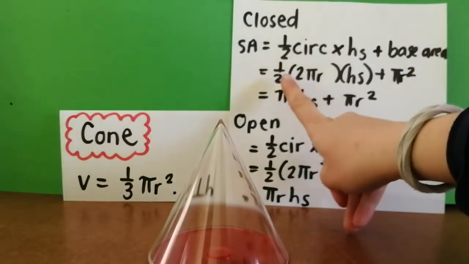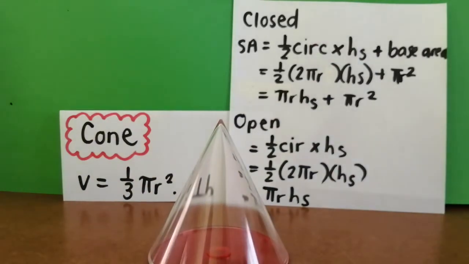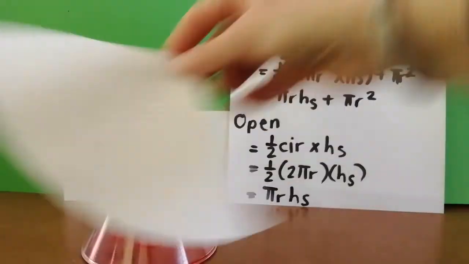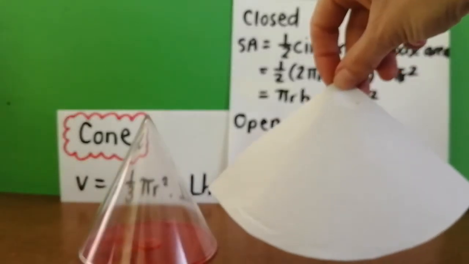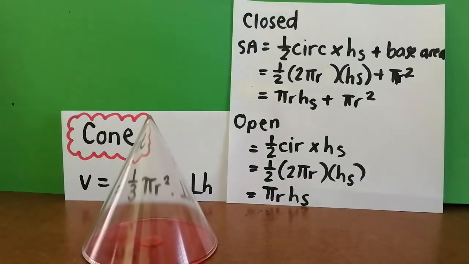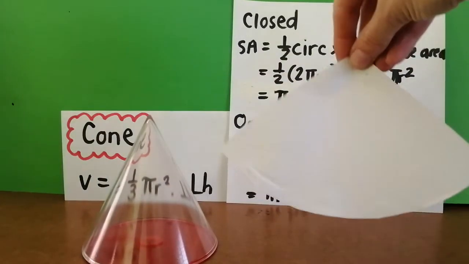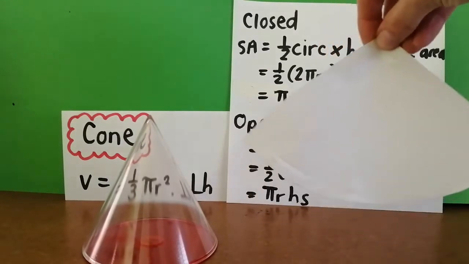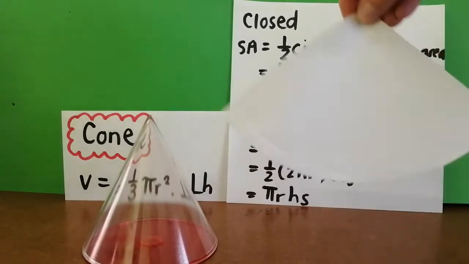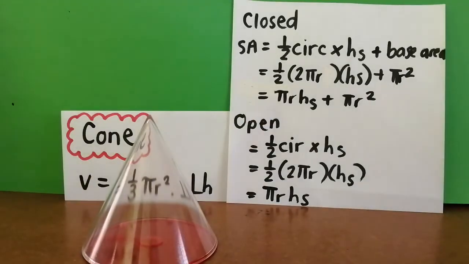This formula here, half times the circumference times the height slant, gives me that sector shape that I showed you right in the beginning. That gives me the area of this shape, because this would be my height slant. There's my circumference, right? And so half times the circumference times the height slant. This is not drawn to scale, by the way. I just wanted to show you what it would look like in a net diagram. So that's my sector, plus the area of the base.